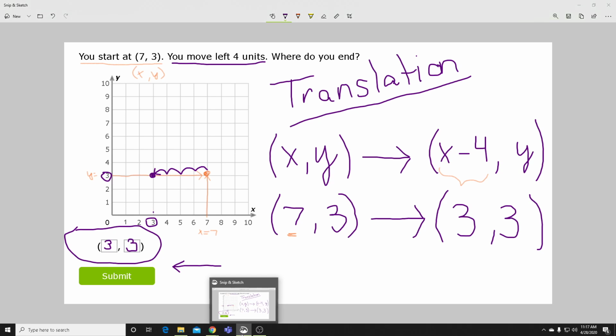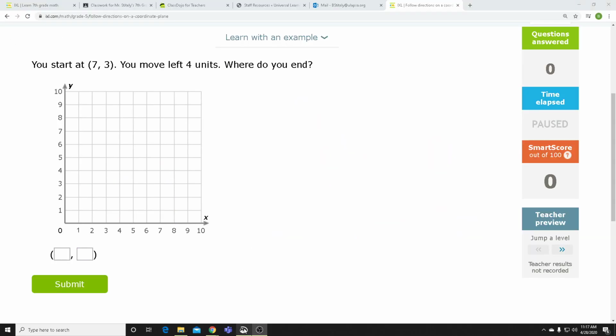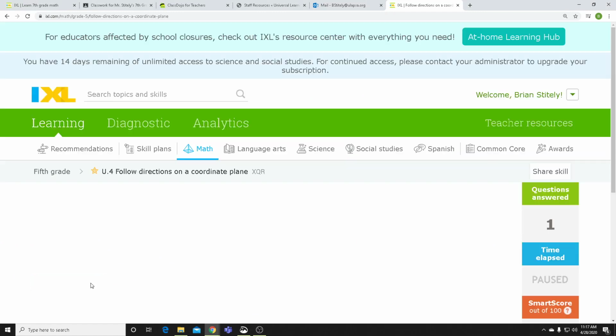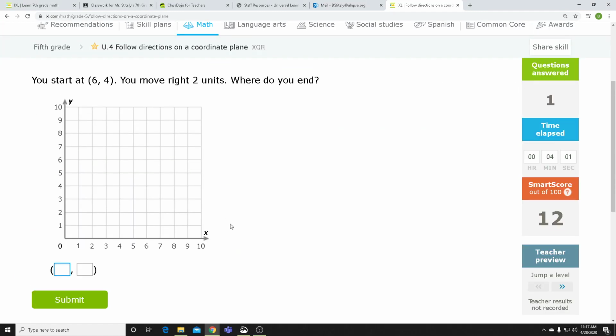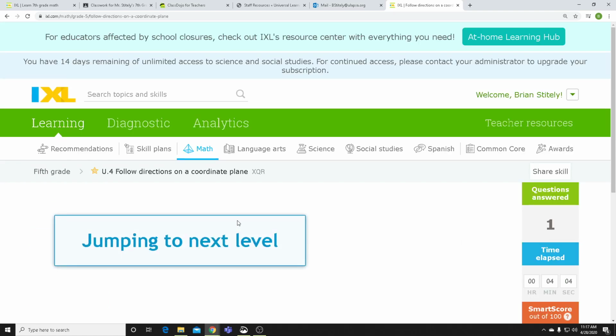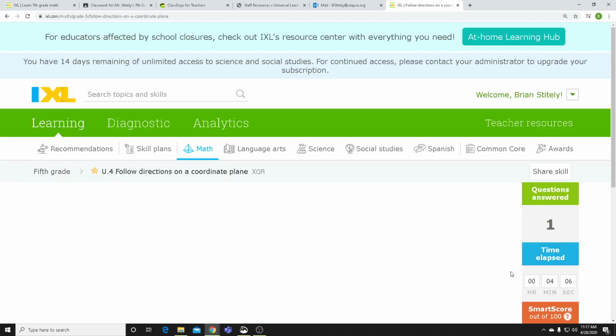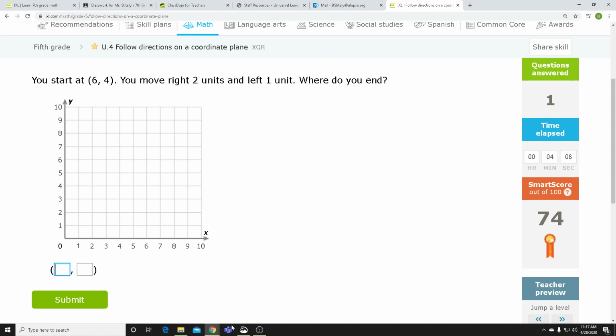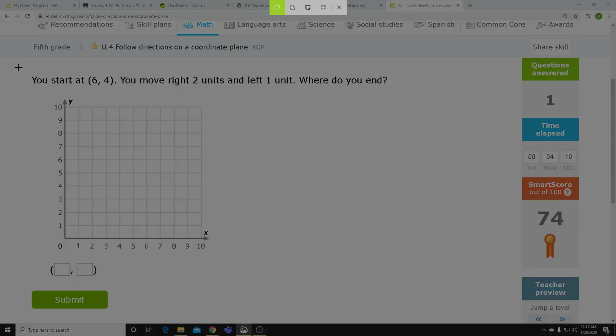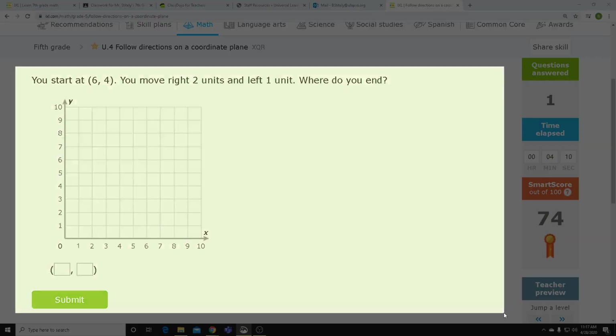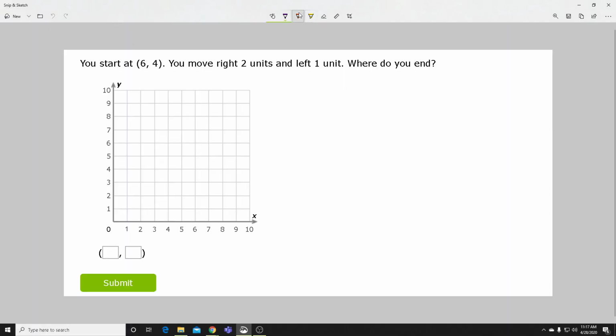So let's do another example or two. Let's type this in. I'm going to skip to a harder one. Okay, let's look at this one. This time we're starting at 6, 4. So our x, y is 6, 4.